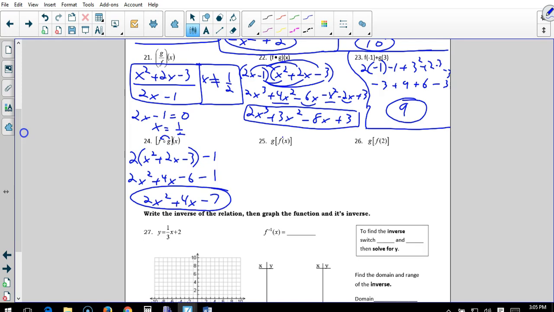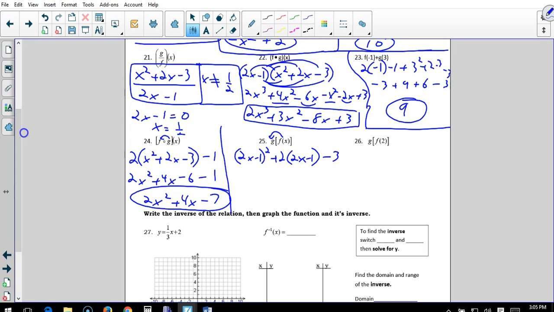g of f of x. This is just a different way of writing it. So we're going to plug f into g. So again, g was x squared. So we're going to do 2x minus 1 squared plus 2 times 2x minus 1. That is x. Minus 3.